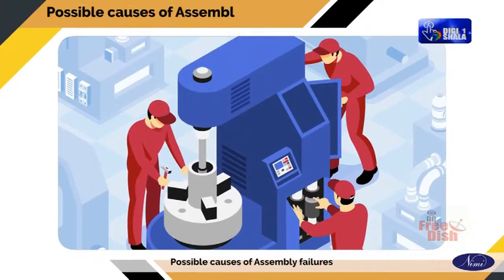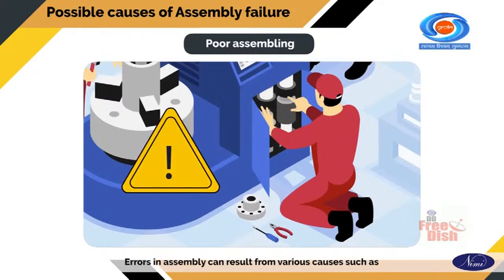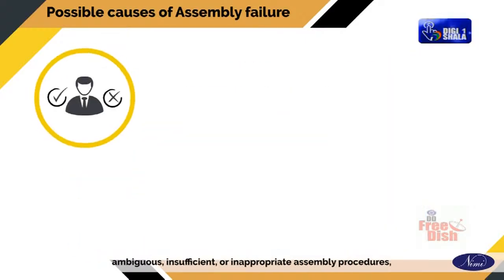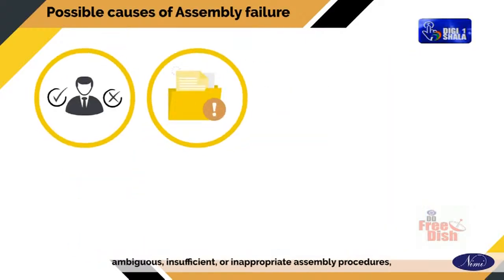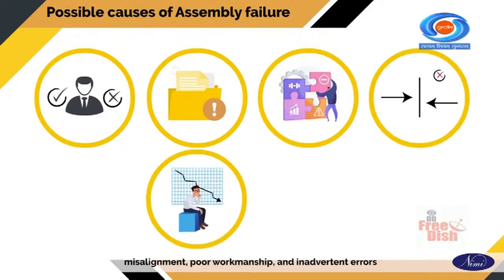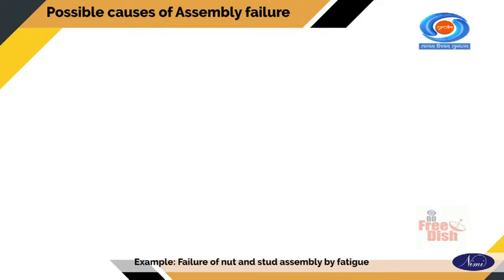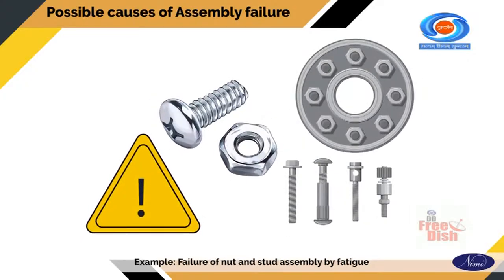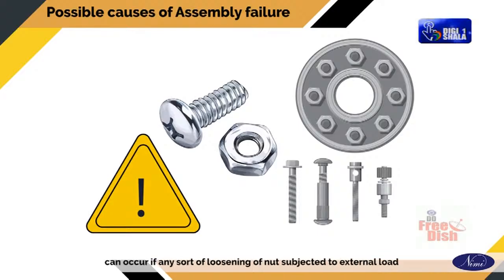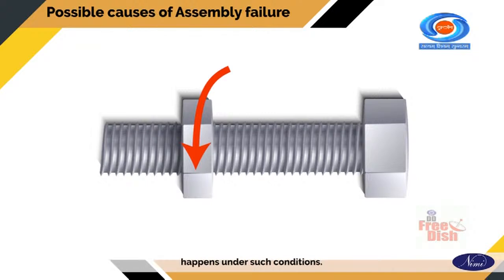Possible causes of assembly failures. Poor assembling. Errors in assembly can result from various causes such as ambiguous, insufficient or inappropriate assembly procedures, misalignment, poor workmanship and inadvertent errors performed by workers during assembly. Example: failure of nut and stud assembly by fatigue can occur if any sort of loosening of nut subjected to external load happens under such conditions.